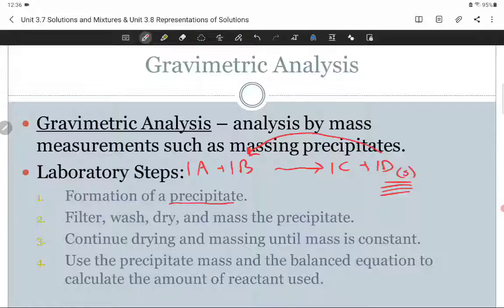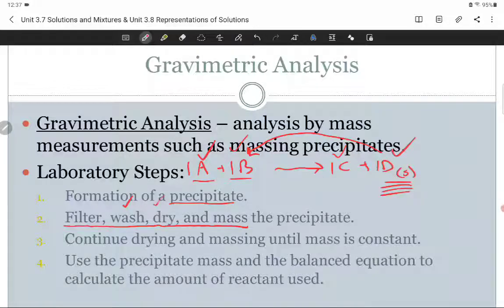If you don't filter correctly, when you're adding a solution of A and a solution of B together and making this precipitate, it's going to be along with a bunch more solution. The solution that you're making, the C, but also one of these is probably going to be in excess. There's going to be some left over. So you have to wash your precipitate. That means get rid of all the other chemicals that might be attached to it.